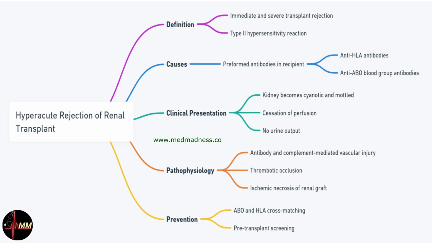So, back to our question. The scenario described in the operating room, the cyanotic mottled kidney with no urine output, is a textbook case of hyperacute rejection due to preformed antibodies attacking the newly transplanted kidney. That's it for today's episode on hyperacute rejection. It's a critical topic for anyone entering the field of transplant medicine and a crucial point of study for the USMLE Step 1.